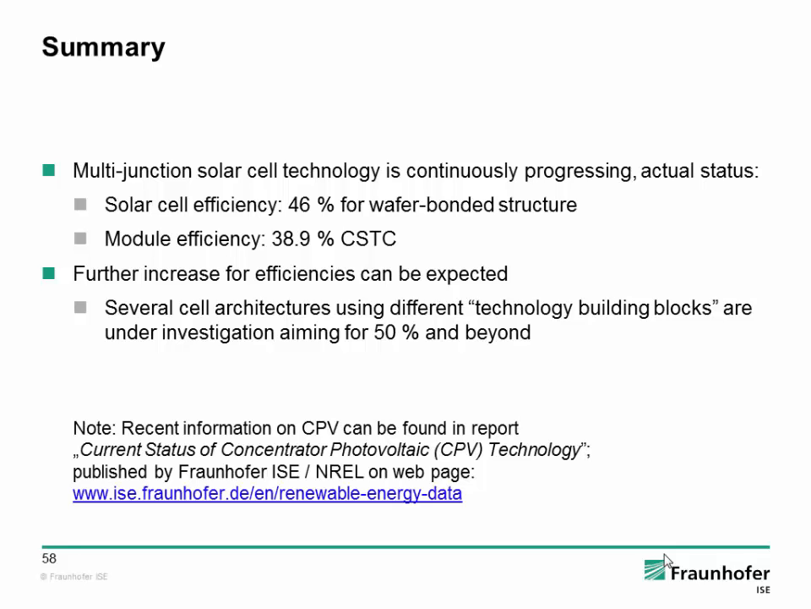And with that, I would like to conclude my talk by saying that multi-junction solar cell technology is continuously progressing over all the years, and it will continue, I'm sure. The actual status is that we have achieved an efficiency of 46% for a wafer-bonded structure, and out of these cells we could realize module efficiencies as high as 38.9%. And definitely, I hope I have shown you that we are on the way to 40% module efficiency and 50% for cells.